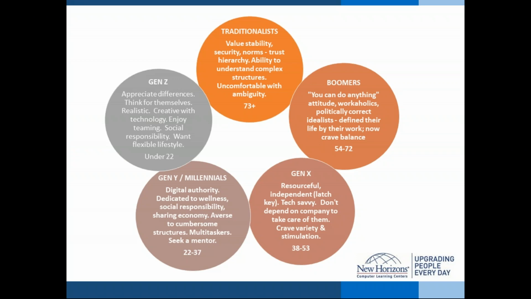Generation X are resourceful and independent. These are the latchkey kids. They're very tech savvy. They don't depend on the company to take care of them, and they crave variety and stimulation. And they're ages 38 to 53. You've got Gen Y and millennials. They are digital authorities. They are dedicated to wellness and social responsibility and the sharing economy. They're very averse to cumbersome structures. They're great at multitasking, and they really do seek a mentor. And they're between the ages of 22 to 37.